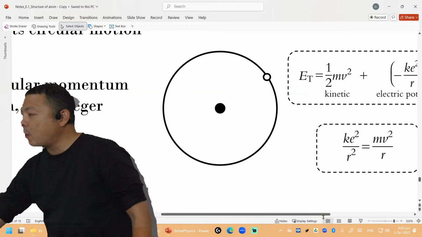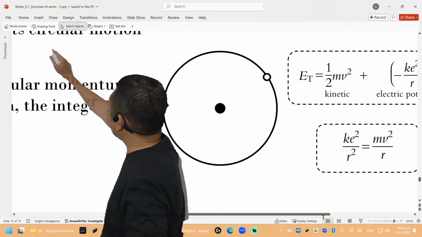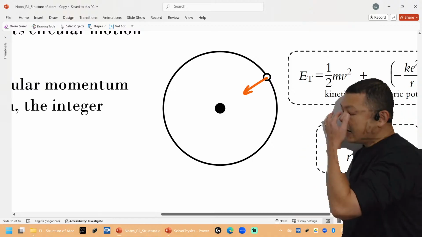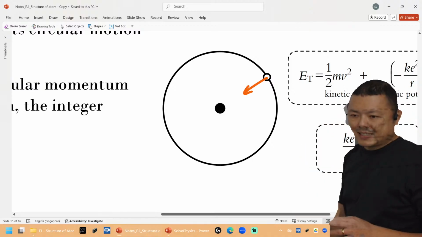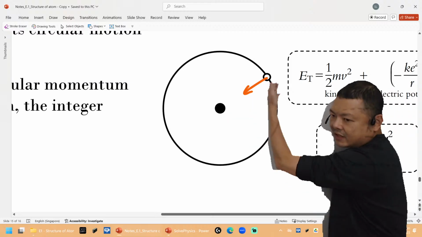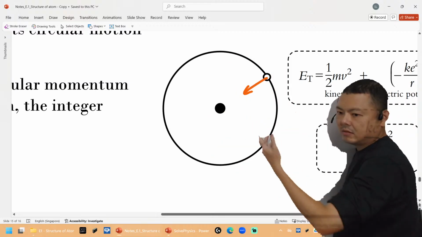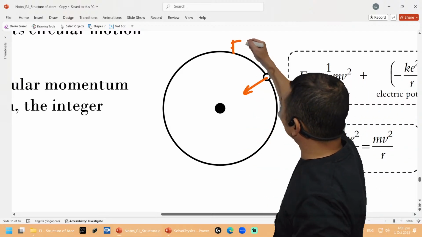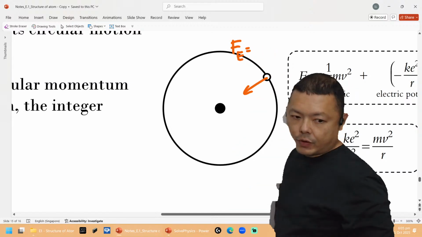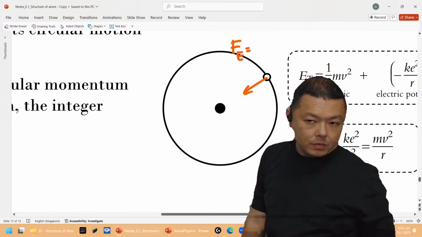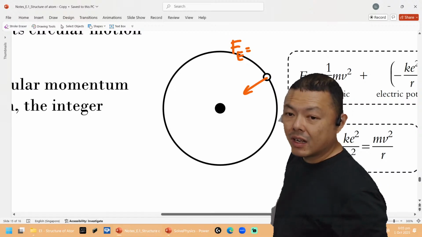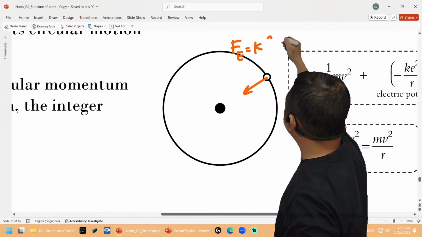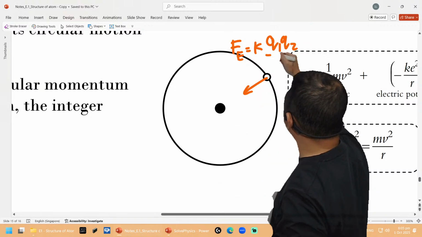I mean, centripetal force, but what type of force really? Electrostatic force, right? So there's this force that it's experiencing, and it's using this force to act as a centripetal force. It's like this is the Earth, this is the Moon, satellite. Same idea. What's the equation for the electric force? k Q1 Q2 over r squared, right?